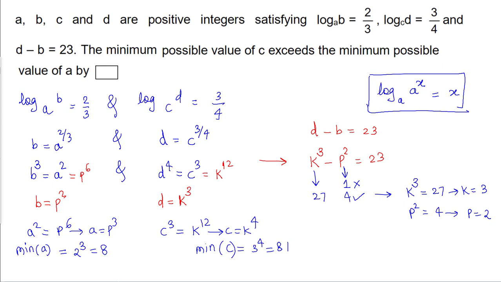Okay, so our question is what? The minimum possible value of c exceeds the minimum possible value of a by how much? Means our answer is 81 minus 8, that is equal to 73.